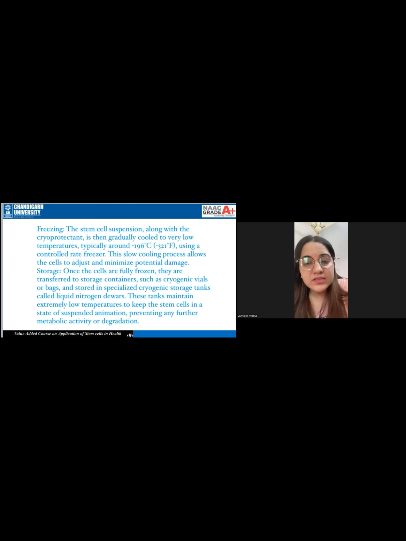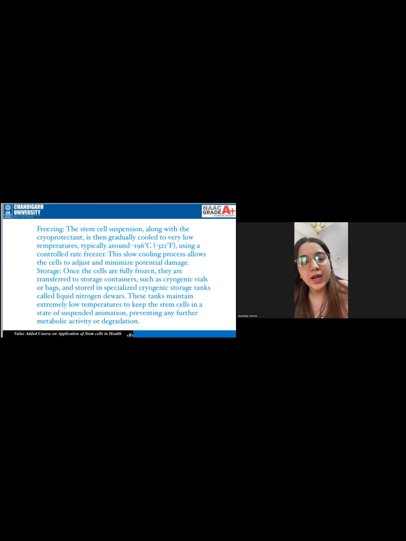So these are tanks maintained at an extremely low temperature to keep the stem cells in a state of suspended animation, preventing any further metabolic activity or degradation. It means we do not want to degrade the cells, because we need the proper morphology after giving the stem cells to the patient, because obviously the patient's own stem cells are not working. That's why the transplantation is there. If the transplanted donor cells were damaged in the same way, it would be a problem for the patient. So we need to freeze it first.